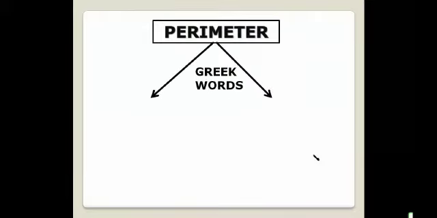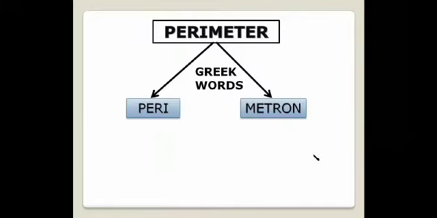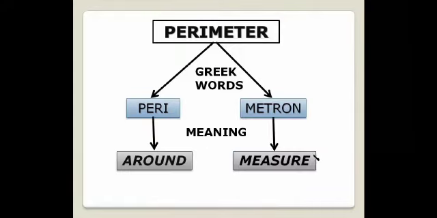Okay, perimeter is a Greek word. It is a combination of two words, that is peri and metron. Together, when you put them together, it becomes perimeter. Now, what is peri? Peri means around and metron means to measure.